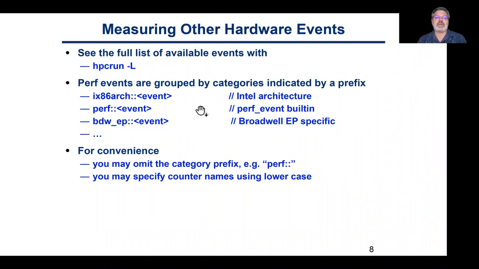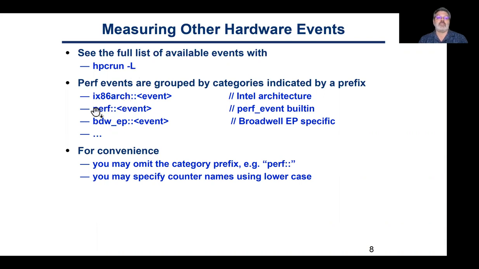Now, the other thing that we do is we use PAPI, and PAPI supports this syntax where the events are named like x86 architecture. So this is x86 events, and these apply to pretty much all of the x86 processors. So you can say x86::event name. And if you're interested in x86 events, you can say hpcrun -L and grep for those.